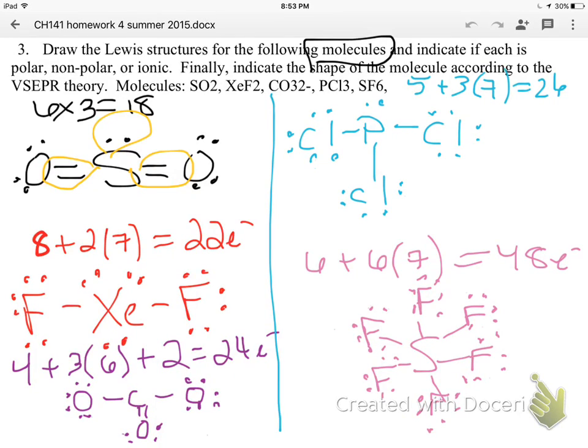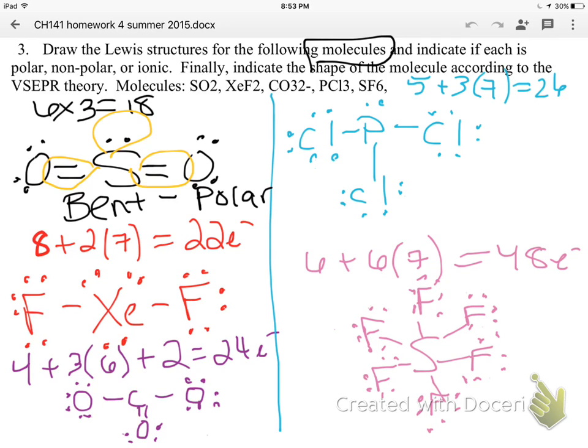So the geometry has to be bent because you have a triangle where the top of it is electrons, and so the bottom part just makes kind of an L shape. So SO2 must be bent geometry. And bent geometry is always polar because it has those electrons on the top of it. So there's no electrons balancing it on the bottom.